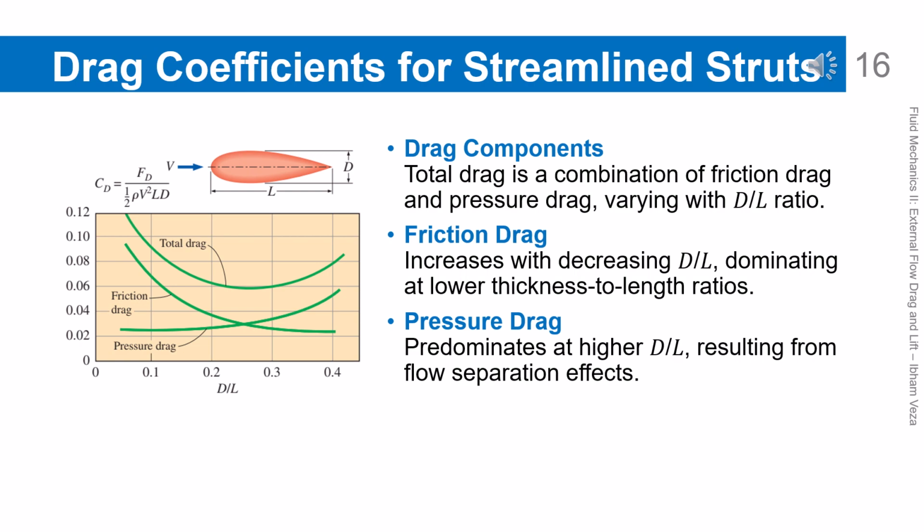Drag coefficients for streamlined struts. Total drag is a combination of friction drag and pressure drag. The thickness to length ratio, d over L, strongly affects the contribution of each drag component. At small d over L values, friction drag becomes more dominant. At large d over L values, pressure drag dominates because flow separation becomes stronger. This curve shows that there is an optimal shape that minimizes total drag.